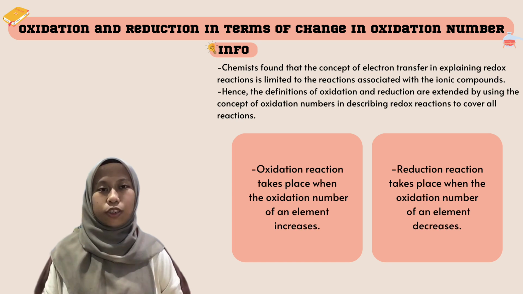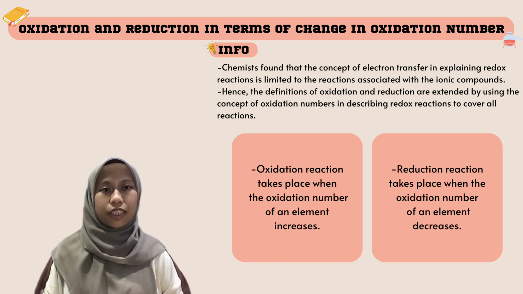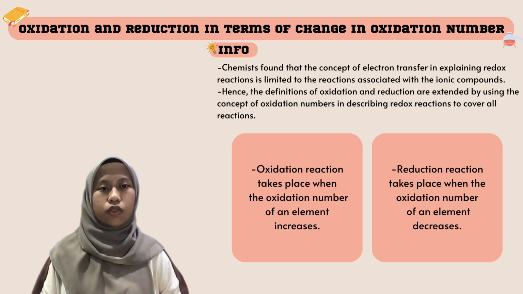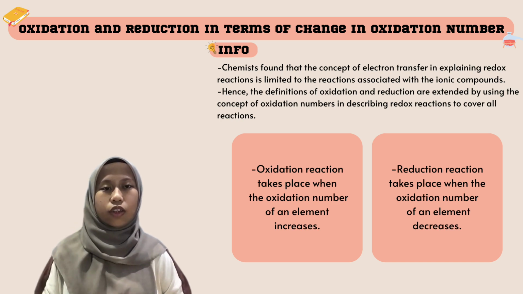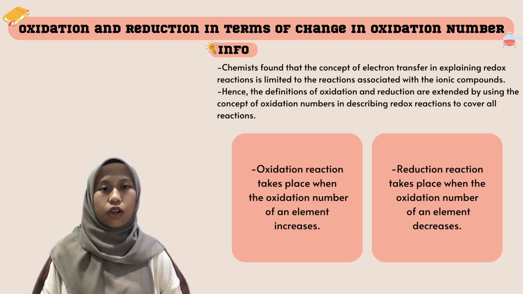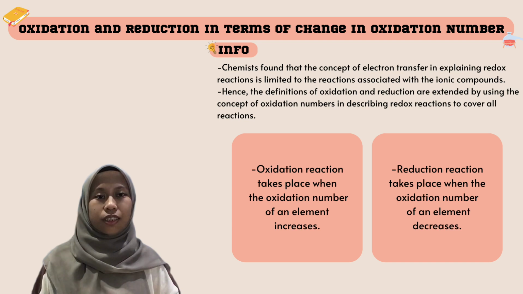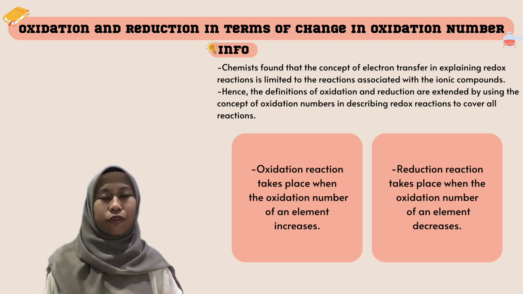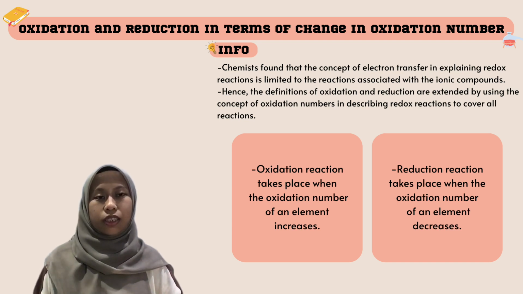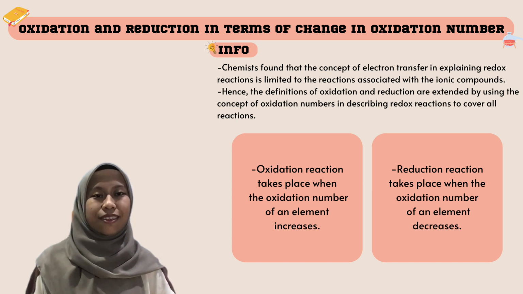Next, we will move to the part oxidation and reduction in terms of change in oxidation number. For your information, chemists found that the concept of electron transfer in explaining redox reaction is limited to the reactions associated with ionic compounds. Hence, the definitions of oxidation and reduction are extended by using the concept of oxidation numbers in describing redox reaction to cover all reactions. Oxidation reaction takes place when the oxidation number of an element increases, while reduction reaction takes place when the oxidation number of an element decreases.